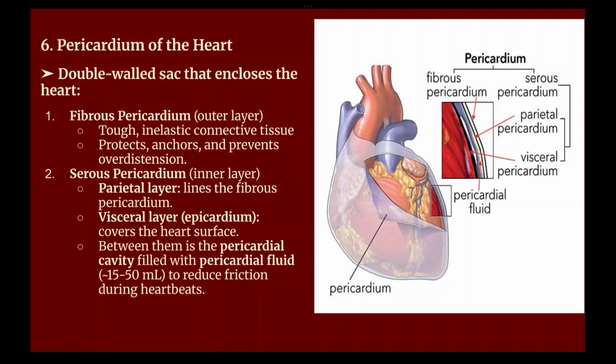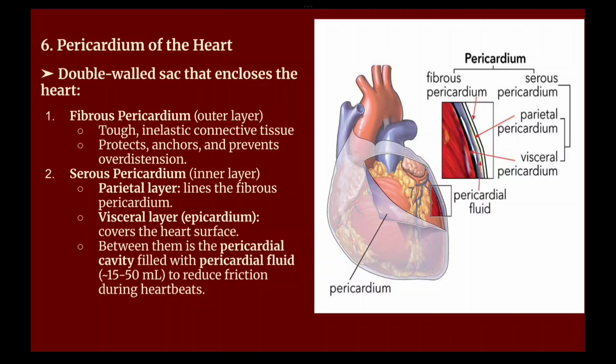Now the serous pericardium is the inner layer. It consists of the parietal layer and the visceral layer. So the parietal layer is made up of the lining that is close to the fibrous pericardium, and the visceral layer is the epicardium, which covers the heart surface. So the pericardium, epicardium and endocardium are the three layers that you see. The pericardium is the outermost layer, the epicardium is the middle layer, and the endocardium is the innermost layer of the heart.